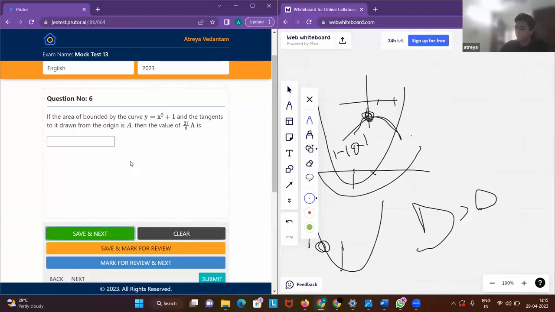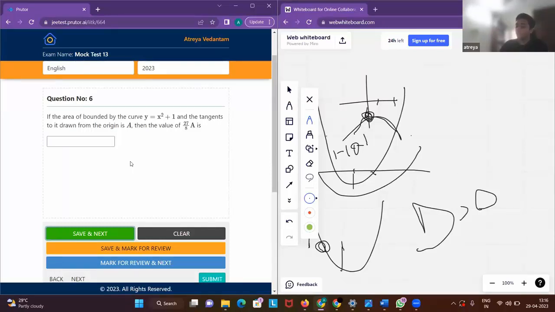So let us say that the tangents meet the curve at the point t comma t squared plus 1. Okay, the derivative of that curve, the slope. So what will be the equation of the tangent at that point? Clearly the derivative is 2x, right? So 2t is the slope. So the equation of the tangent will be y is equal to 2t into x, since it passes through the origin. But this should satisfy t comma t squared plus 1 because that is the point with which it passes through. So t squared plus 1 is equal to 2t into t, which means t squared is equal to 1.